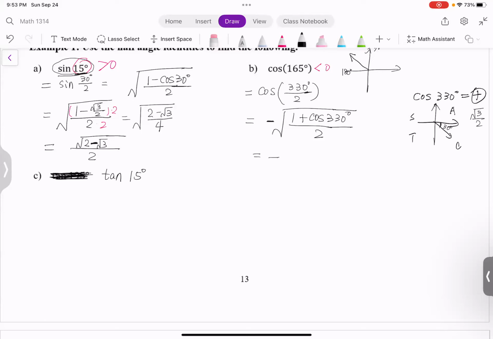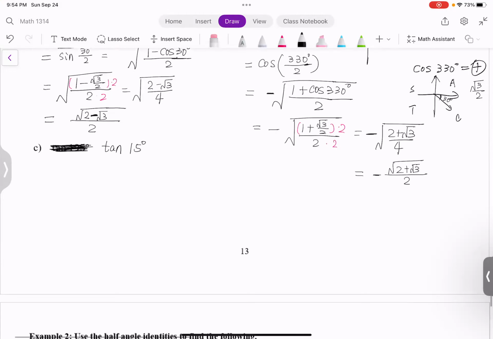Okay, let's plug in the value. We have 1 plus square root of 3 over 2, over 2. So we can do the same method. We multiply by 2, top and bottom. We have negative square root of, the bottom is 4 and the top is 2 plus square root of 3. And we can take the bottom 4 out of the square root. Square root of top and bottom, I have negative square root of 2 plus square root of 3 over 2. All right, this is a solution.